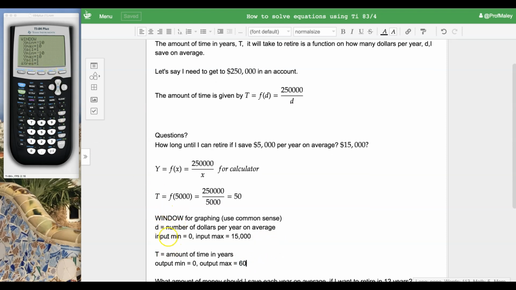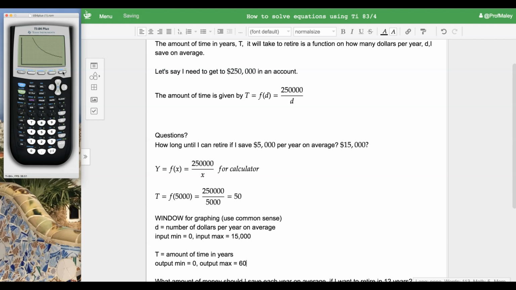And again, instead of d min and t min, we're going to use x min and x max. So up here we'll put in 0 for my x min. My x max is 15,000. Don't worry about scale for now. And my y min or t min also 0. And the max might be, oh, not 600, 60. And we'll take a look at what this graph looks like.